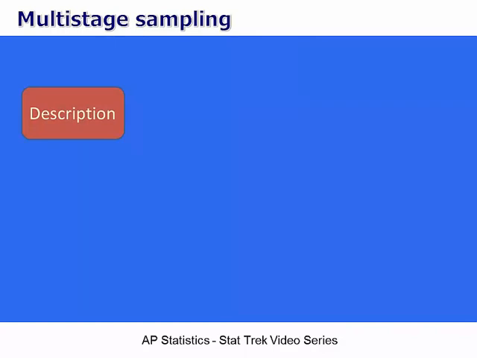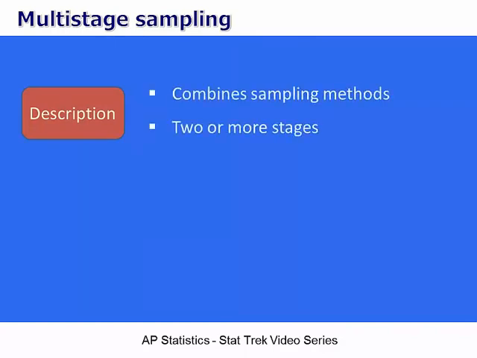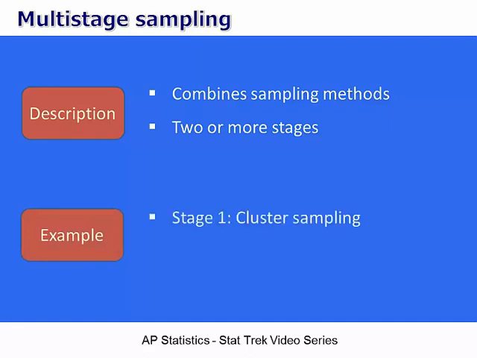With multi-stage sampling, we select a sample by combining two or more different sampling methods. For example, in stage 1, we might use cluster sampling to choose clusters from a population. Then, in stage 2, we might use simple random sampling to select a subset of elements from each chosen cluster.